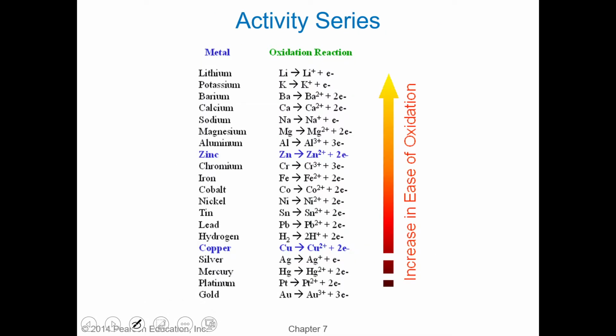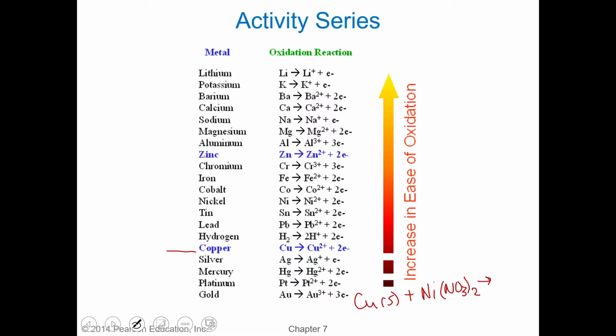So here's your activity series. And what this means is, bottom to top, you have increasing ease of oxidation. What does that mean? It means the higher up the chart, the easier it is for that metal to oxidize, to form an ion, and to kick something else off. So what in the world do I mean by that? Well, if I had, for example, solid copper, and I added it to nickel nitrate, the question is, would a reaction occur?